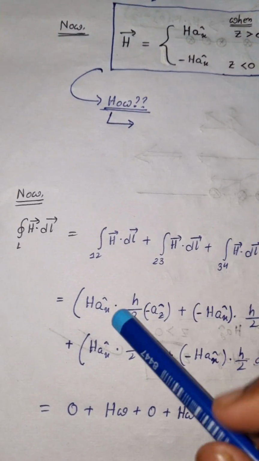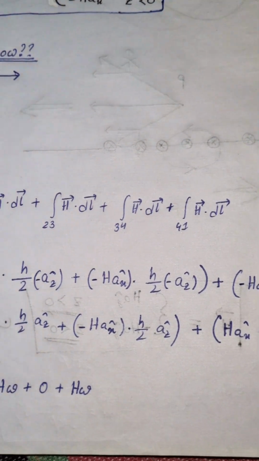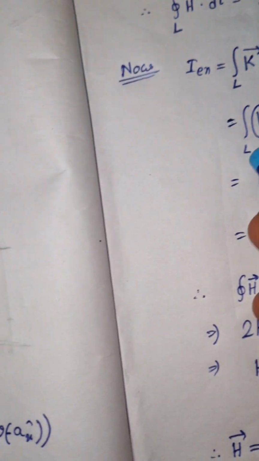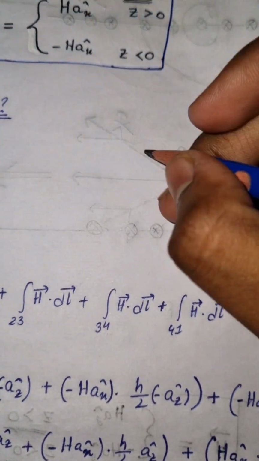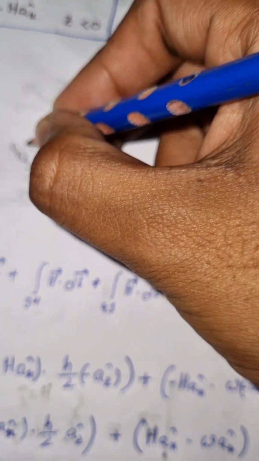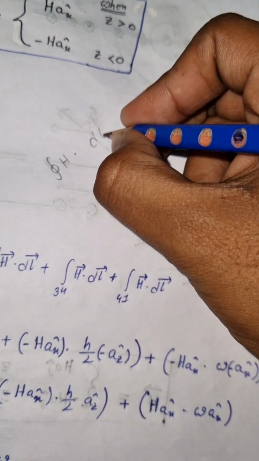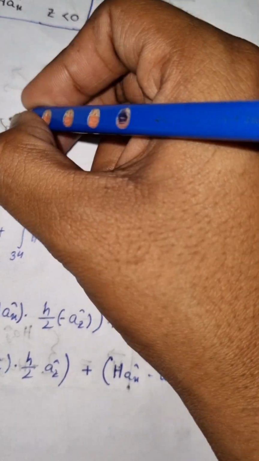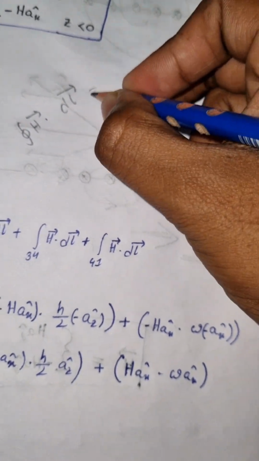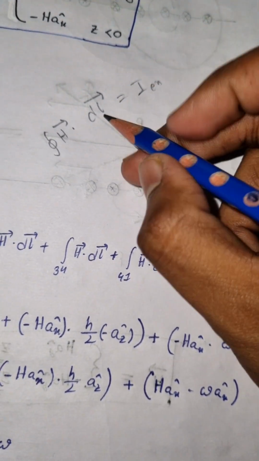Now what's Ampere's law? Ampere's law says that the integral of h dot dl over a closed path is equal to the total current enclosed by the path.